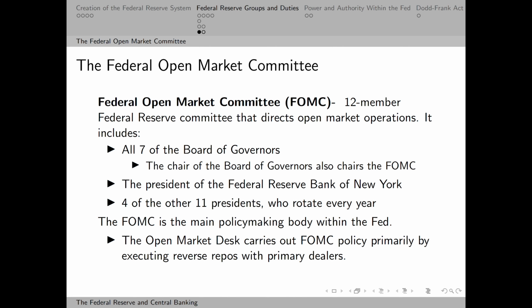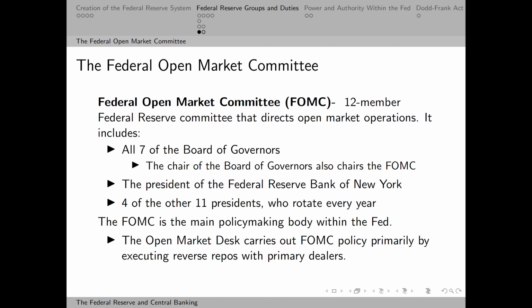Then the president of the Federal Reserve Bank of New York is a permanent member of the FOMC, and then 4 of the other 11 presidents of regional branches of the Federal Reserve alternate sitting on the FOMC, and they rotate every single year who is on the committee. Now, the FOMC is usually the main policy making body within the Fed. There are a couple exceptions, most notably the 2007 financial crisis, when the Board of Governors kind of seized a little bit of control, but then it did shift back to the Open Market Committee.